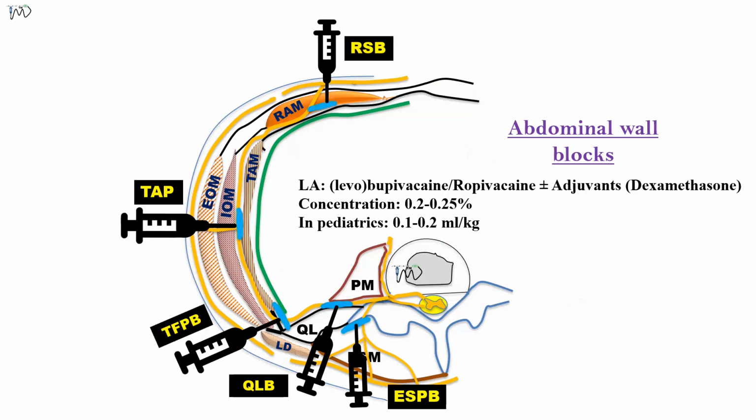For abdominal plane blocks, you can use bupivacaine, levobupivacaine, or ropivacaine, at a diluted concentration of 0.2 to 0.25%, according to your choice and the availability of the local anesthetic. In pediatrics, the dose will be 0.1 to 0.2 ml per kg, and as an adjuvant, I use dexamethasone.